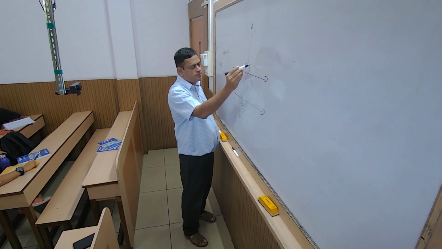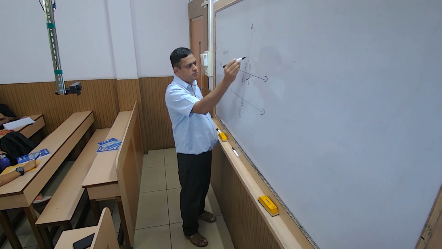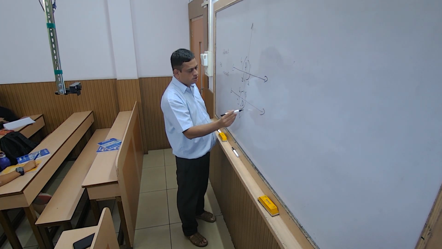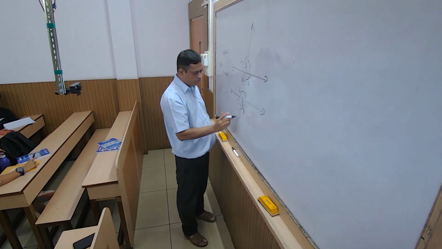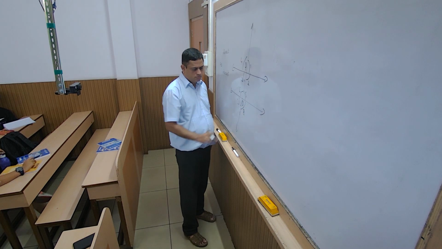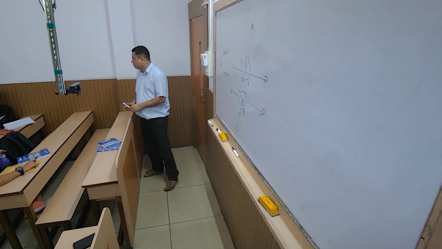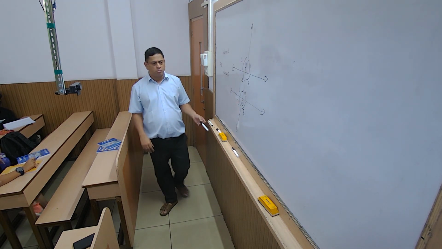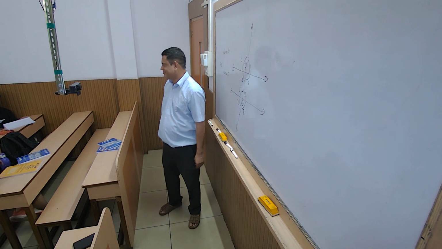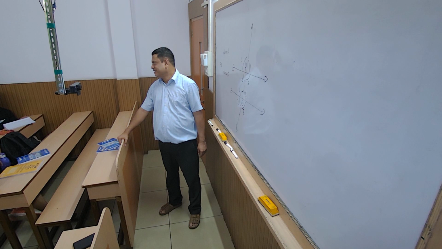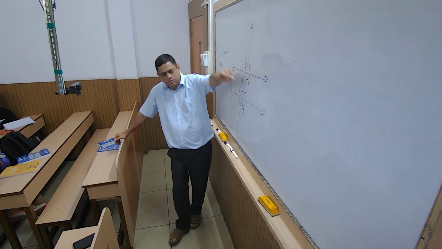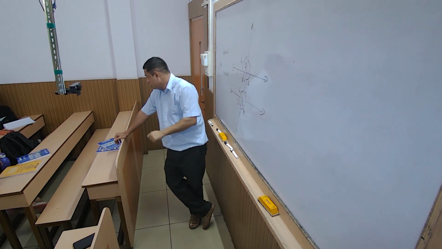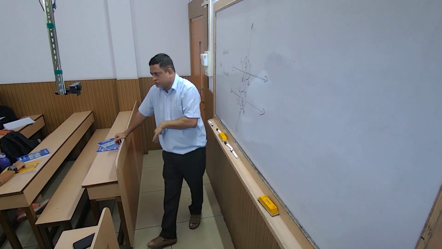Now, I'm going to name the angles. How many angles are marked over here? Eight angles. Do you know the names of these eight angles? Angle 1, angle 2, angle 3, angle 4, angle 5, 6, 7, 8. Understood now? Sit down. These are the eight angles.